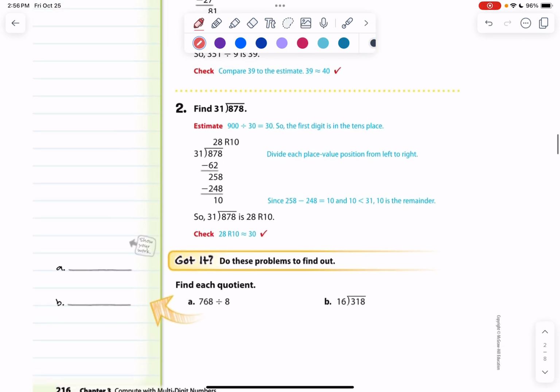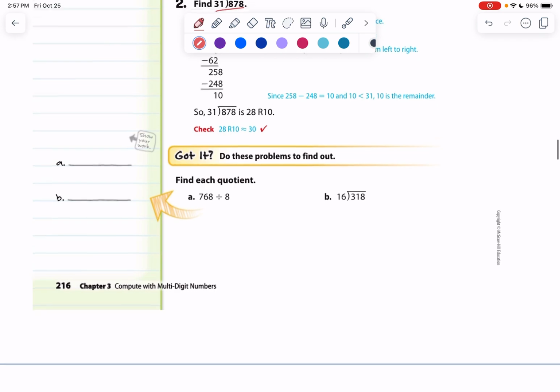Let's look at 878 divided by 31. Well, if we round 878 to 900, and 31 to 30, 9 divided by 3 is 3. And so 900 divided by 30 is 30. So we know if the digits are 30, we're going to start with the second place value. Let's try one down here.